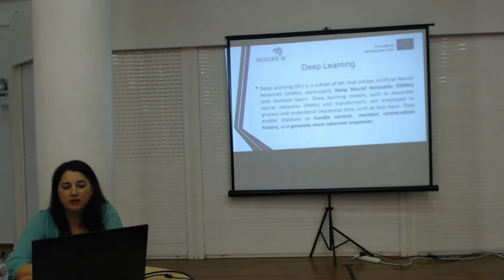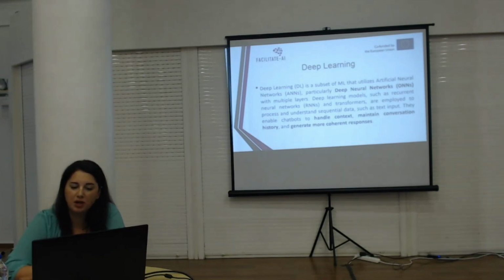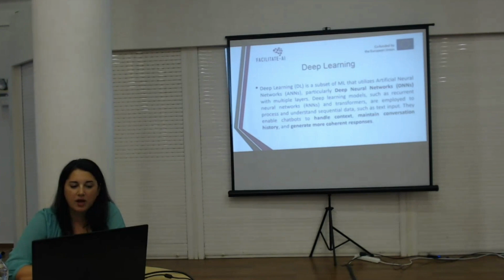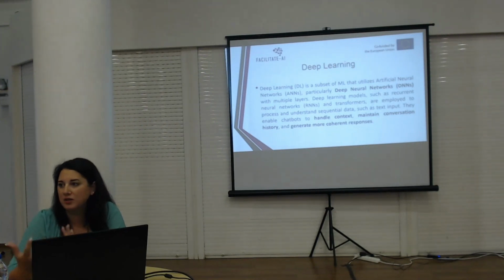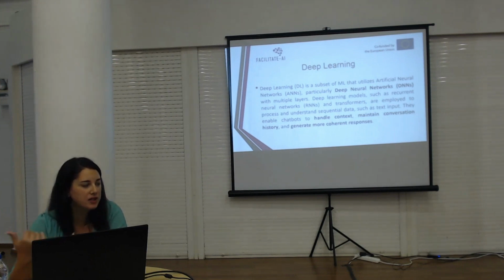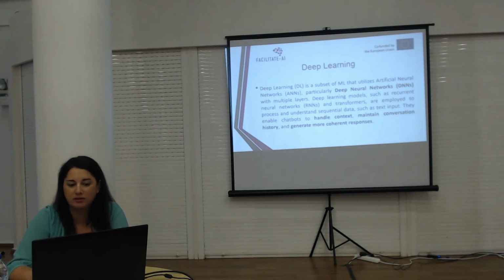Moving on to deep learning, it's a subset of machine learning that utilizes the ANN, the artificial neural networks, and particularly the deep neural networks. And a subfield of this is recurrent neural networks and transformers that are employed to process and understand sequential data such as text input. They enable the chatbots to handle context. It's not so straightforward, right? The context of the question. To maintain the conversation history, like ChatGPT-4 does, and to generate more coherent responses.